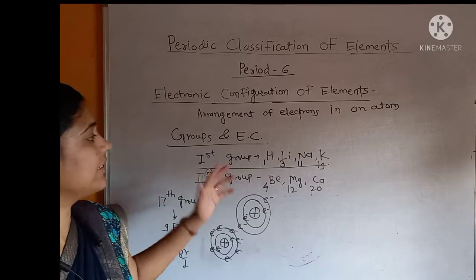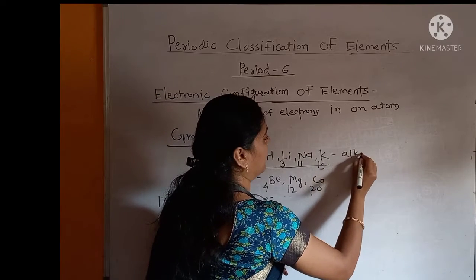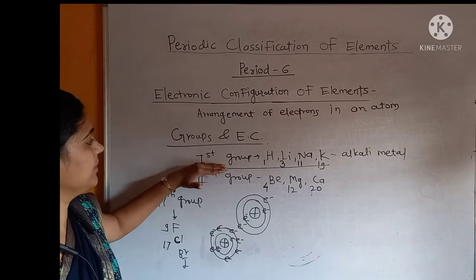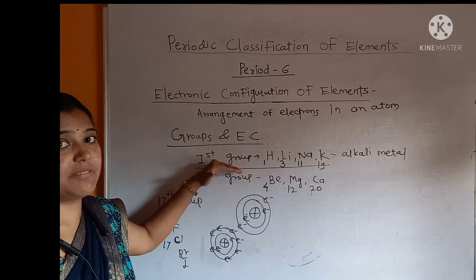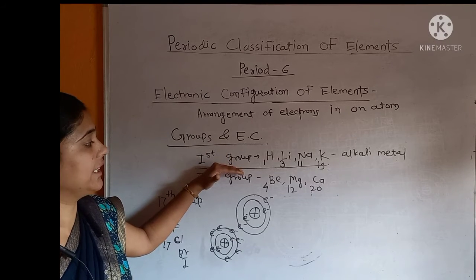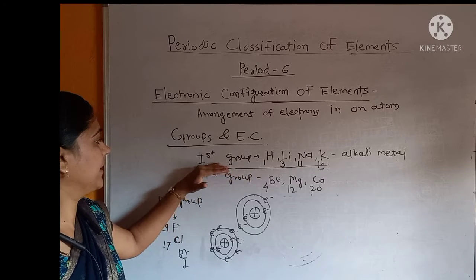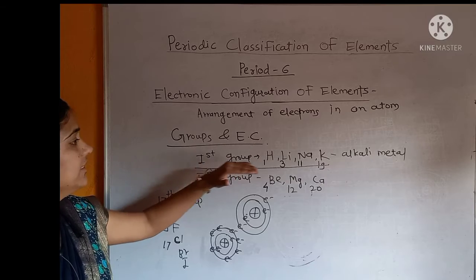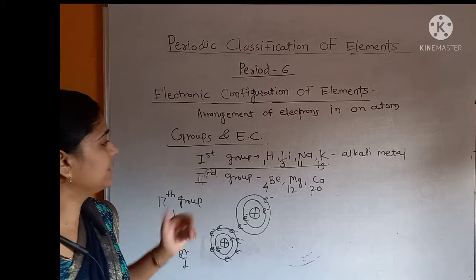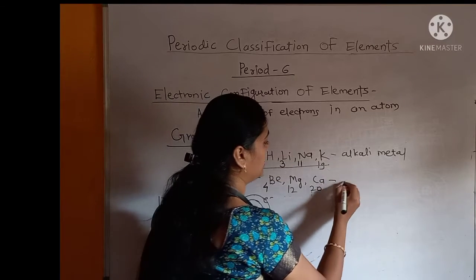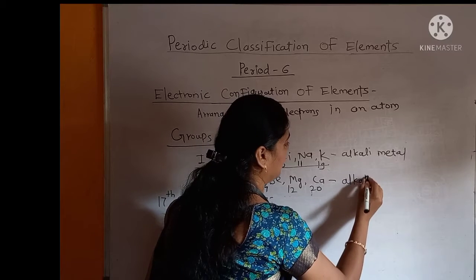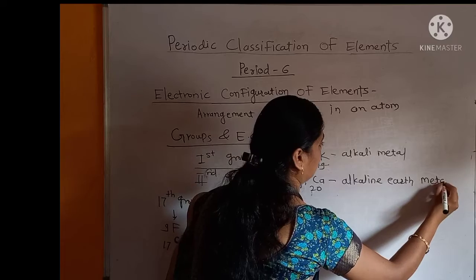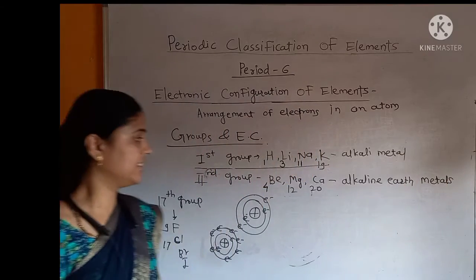The first group elements are called alkali metals. Their valency is 1, because they easily donate their outermost 1 electron to become stable and react with halogens or other metals. Then the second group elements have valency 2, and they are called alkaline earth metals.